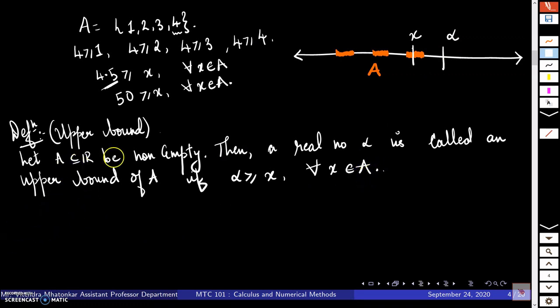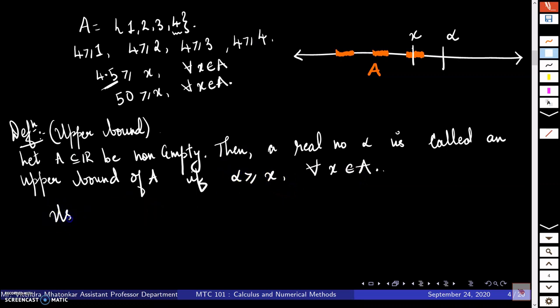If I want to write this statement, alpha is an upper bound of A, using quantifiers, how will I put that? This simply says for every element x in A, alpha is bigger than or equal to x, or x is less than or equal to alpha.